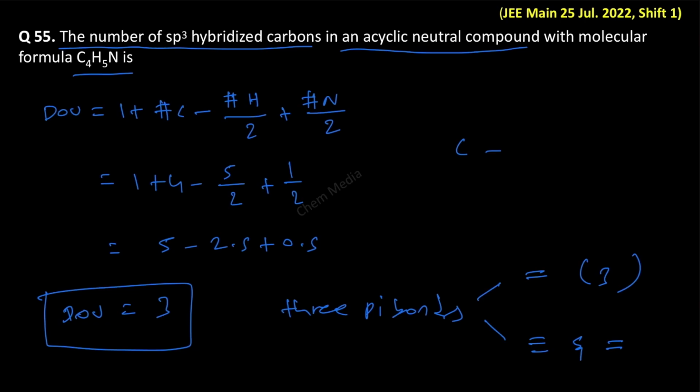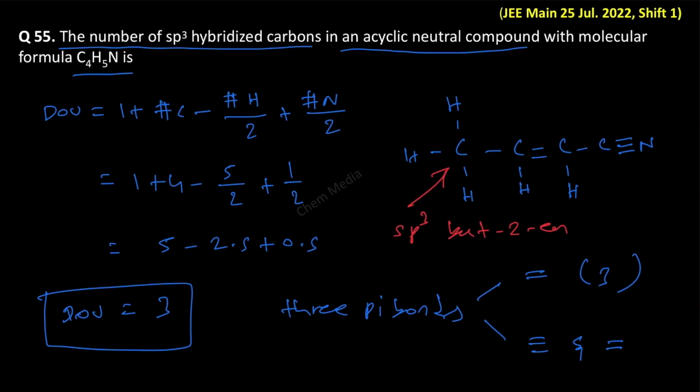So let's draw 4 carbons first. 1, 2, 3, 4. Let's make a nitrile group. That would account for 1 triple bond, and then let's put a double bond between. So in this case we can have one sp3 hybridized carbon, isn't it? So we have a sp3 hybridized carbon atom here, and the compound we drew is 2-ene nitrile.